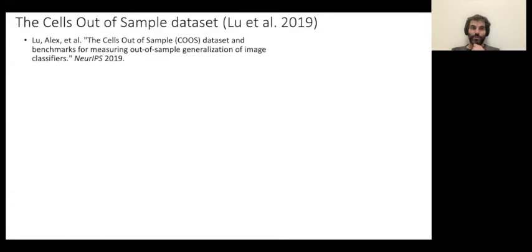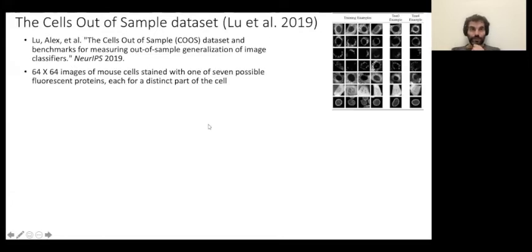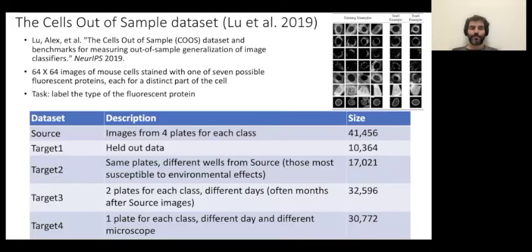Okay, so I want to go quickly through one of our experimental results. This is using a benchmark introduced by Alex Liu et al. at NeurIPS 2019. Cells out of sample data set, so they had these 64 by 64 images of mouse cells stained with one of several possible proteins, and the test is to label the type of protein. And they had this kind of increasing difficulty. So they had the source, and target one was just ordinary held out data. Target two, they had different plates and different wells, the place they put the cells were different from the source. Then they took different days, and then a different day, a different microscope. So it's progressively harder and more different the target from the source.